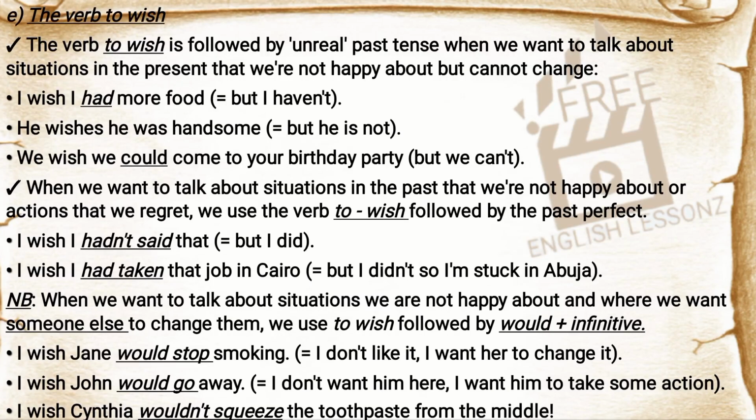NB. When we want to talk about situations we are not happy about and where we want someone else to change them, we use to wish followed by would plus infinitive. Examples: I wish Jane would stop smoking. Equals I don't like it, I want her to change it. I wish John would go away. Equals I don't want him here, I want him to take some action. I wish Cynthia wouldn't squeeze the toothpaste from the middle.